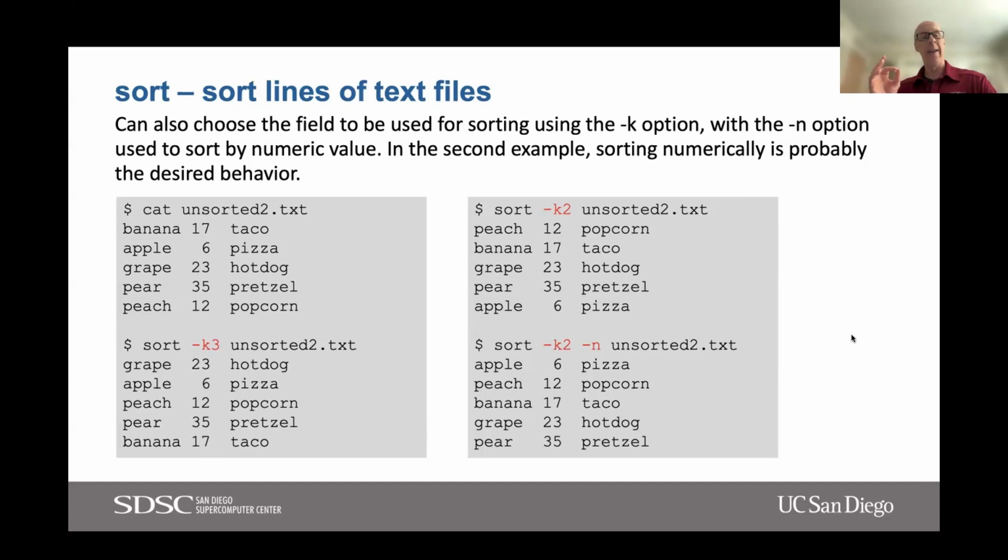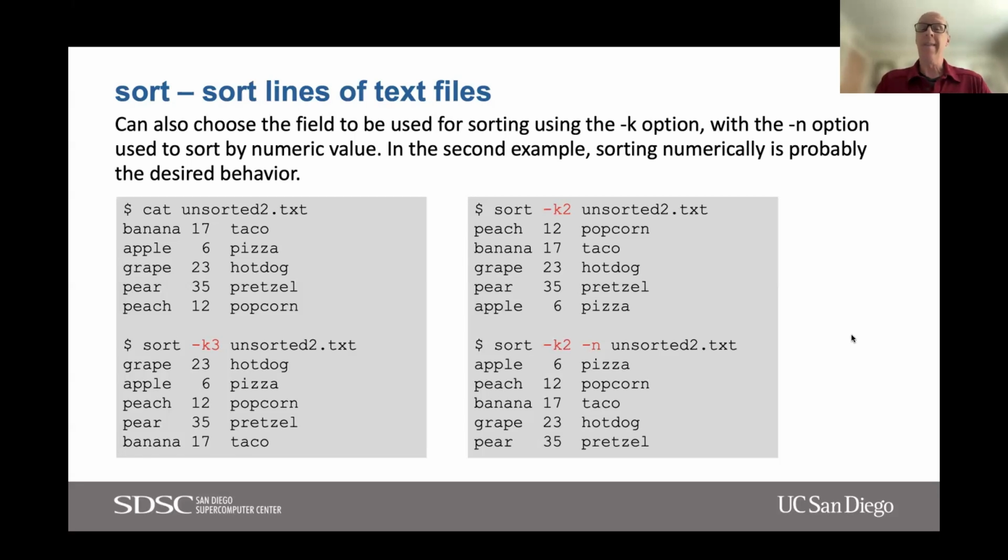But let's say that I wanted to sort on that last field. What I could do then is specify, instead of using the default, -k3, and here I'm saying that I want to sort on that third column, or on that third field. So now we can see that we're sorted by that last field. So the lines are grape 23 hot dog, pizza, popcorn, pretzel, and taco.